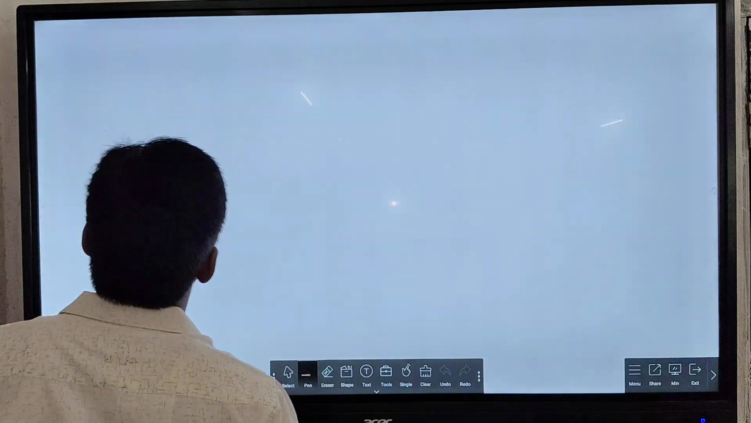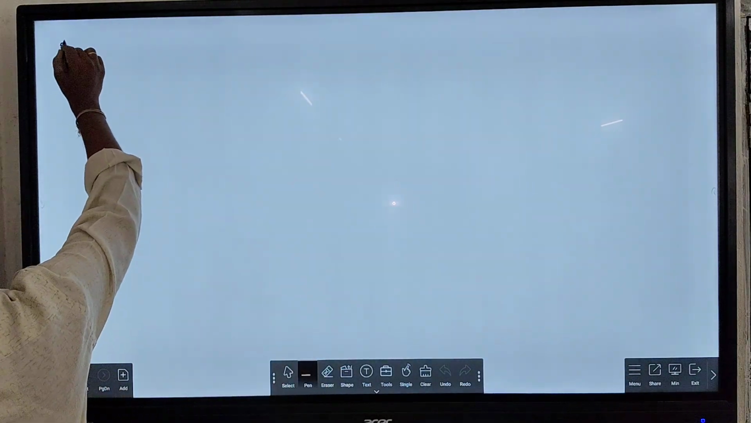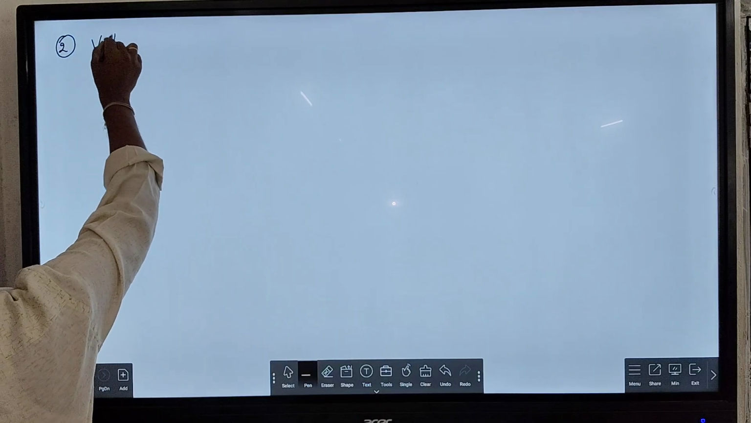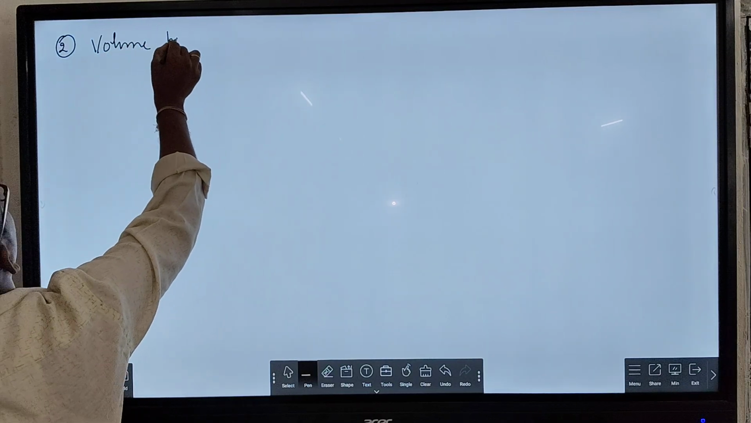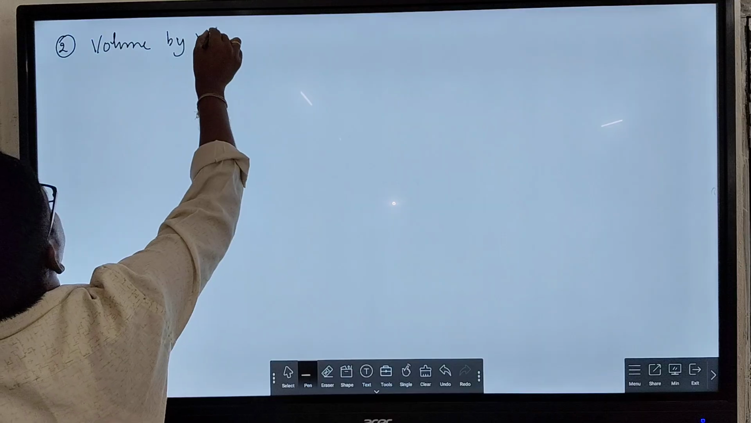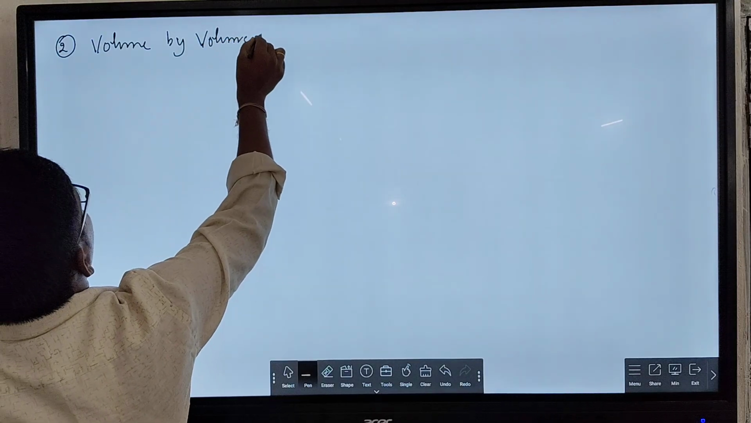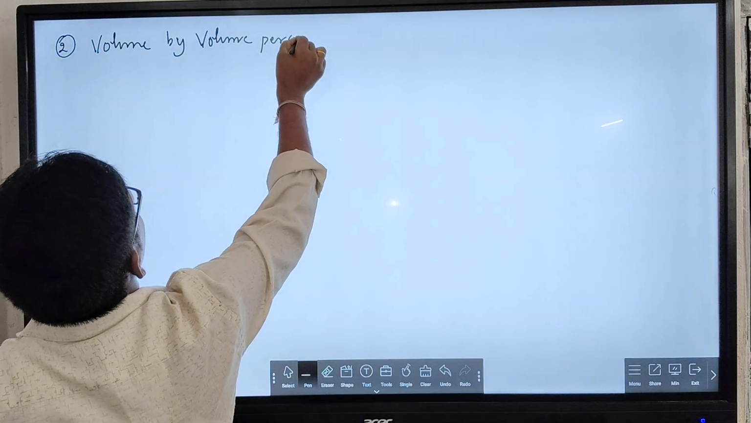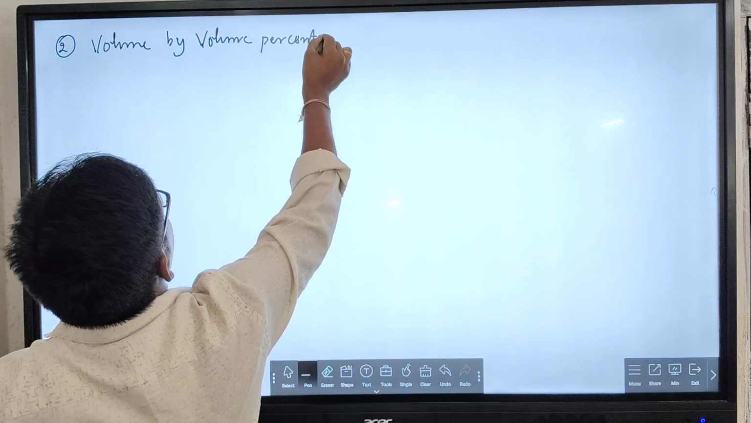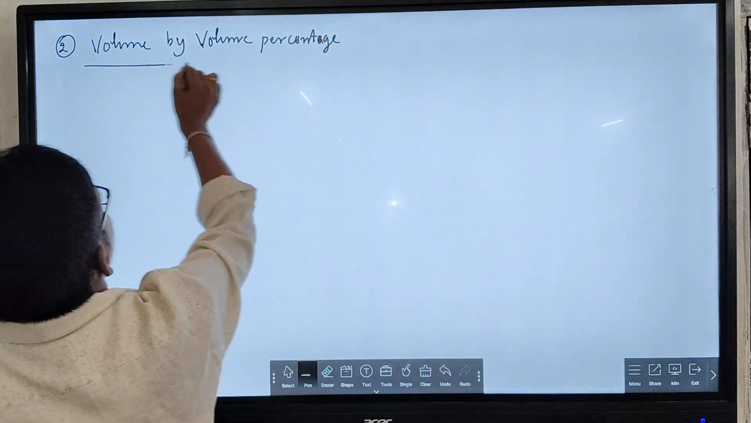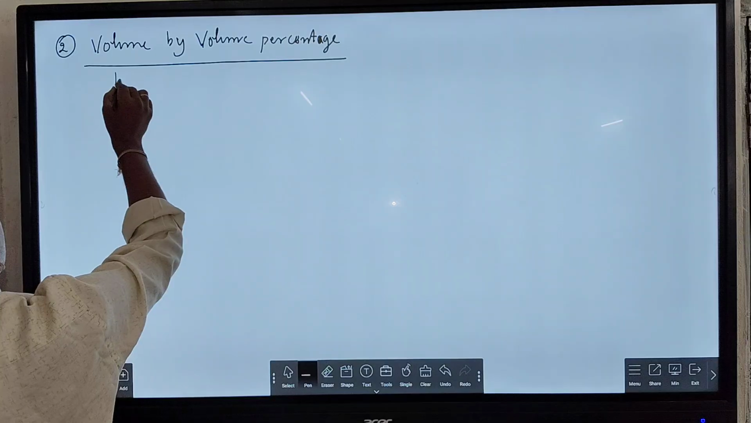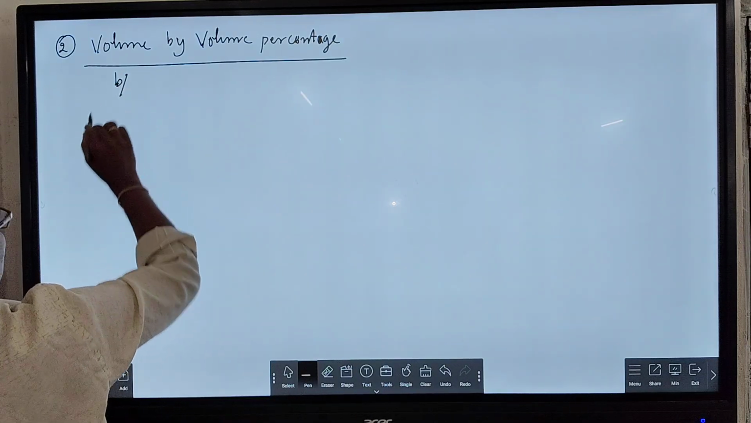Then volume by volume percentage. Sir, the second concentration term is volume by volume percentage. Volume by volume percentage, or we call it as by volume.